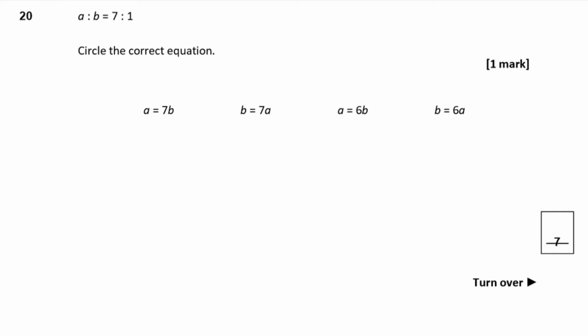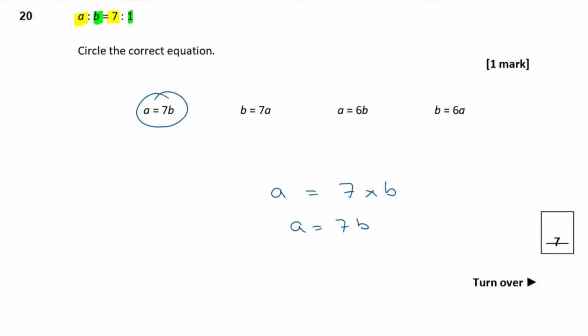Now, students find converting between ratios and equations very confusing because if the ratio of A to B is 7 to 1, then that means that A is 7 times as big as B. Does that make sense? A to B is 7 to 1, so A is 7 parts for B's 1 part. So however big B is, A is 7 times bigger. If I was to write that down as an equation, that would say that A is 7 times bigger than B. In other words, A equals 7B. So the one we want is this one here.